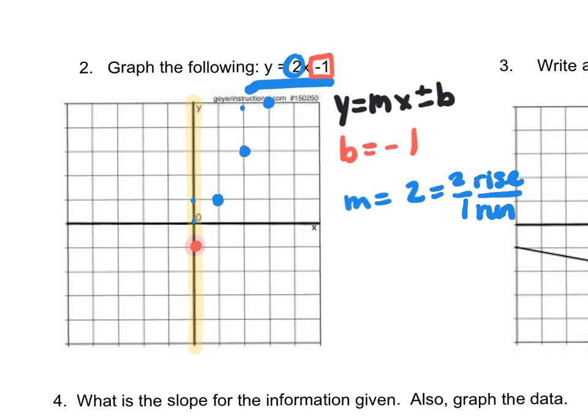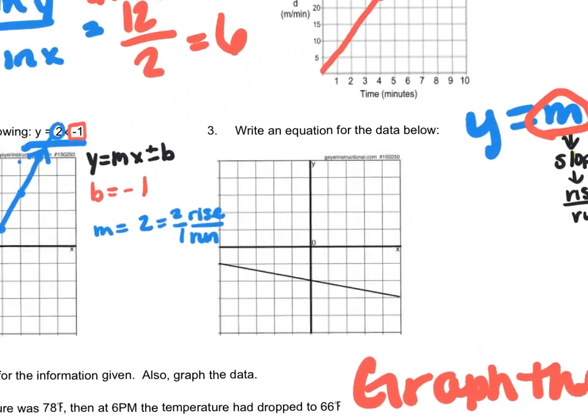I'm going to draw a line through these points and put arrows on that, and then I've graphed the data. Okay? Start with your y-intercept. Do your rise over your run. You good with that? Yes or no? Okay. Yes? Let's look at this one.